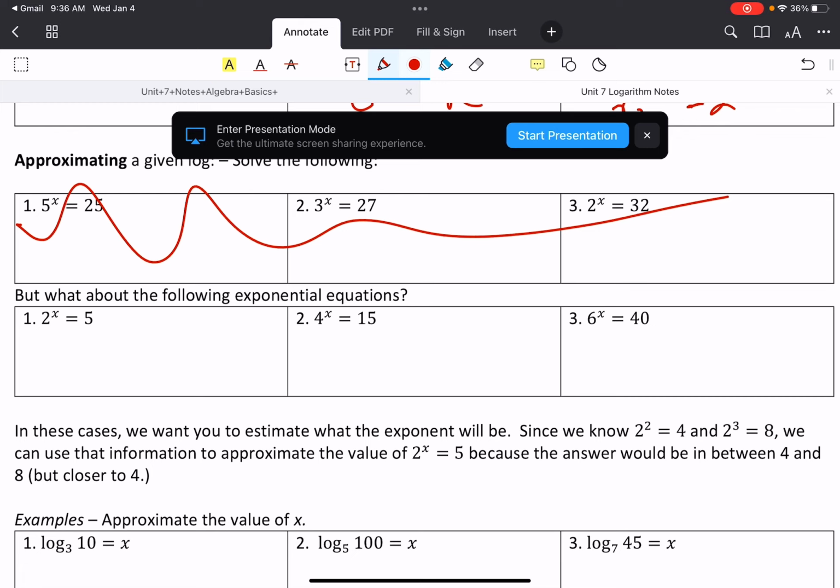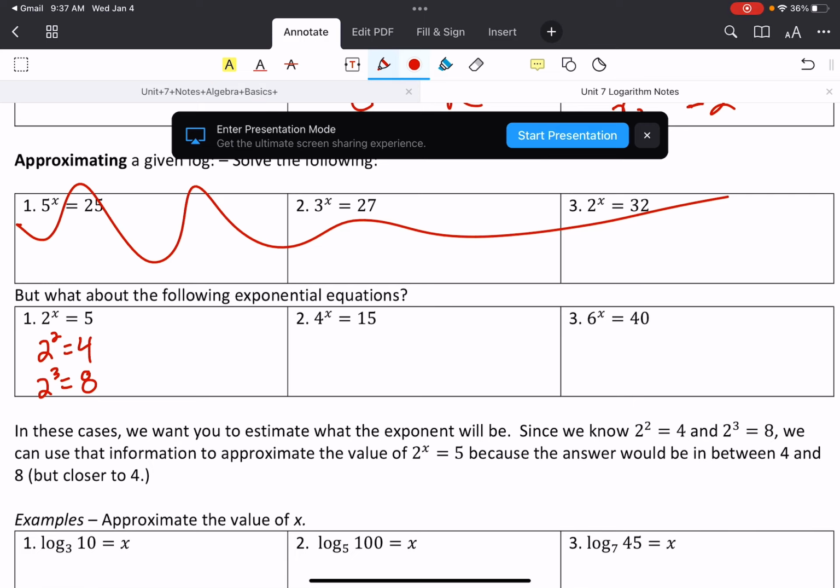2, because 2 squared is 4. Now that's below the 5, right? Can you give me another nice one above the 5? 3, because 2 cubed is 8. So all I care about is if you can tell me between what 2 whole numbers it's going to be and which one it'll be closer to. Well, careful. It'll be closer to 2 because 5 is closer to 4.